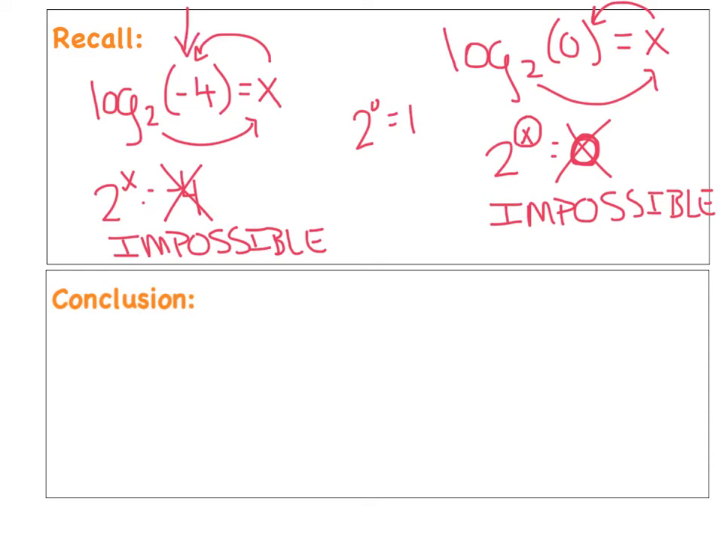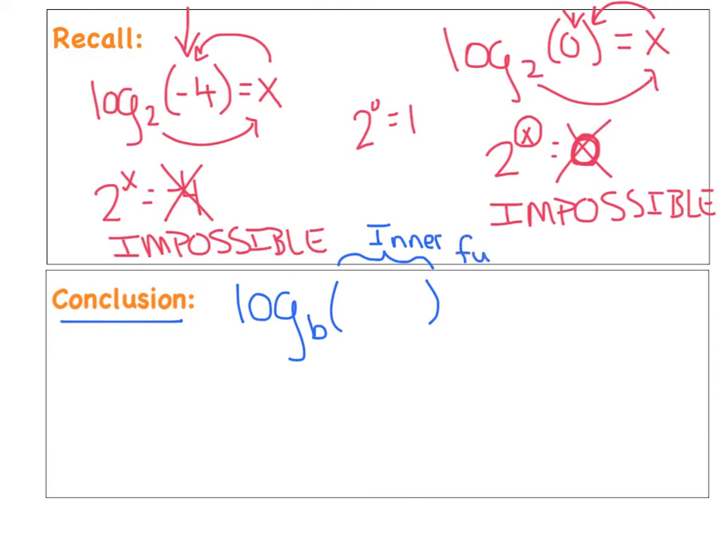I call whatever's in the parentheses right there the inner function. And that's a term I'm going to use quite a bit in the remaining part of the video here. So what kind of conclusions can we draw? Well, let's say this. We'll go log base b to keep it really generic, and I'm going to use these parentheses. Whatever's inside these parentheses right here, I call it the inner function. And just for simplicity, we're going to let x represent our inner function. I'm going to say that quantity, whatever's inside your parentheses, has to be positive. In other words, x has to be greater than 0.